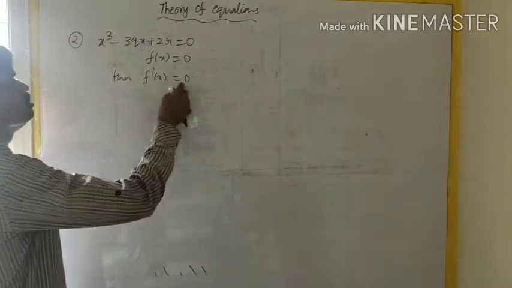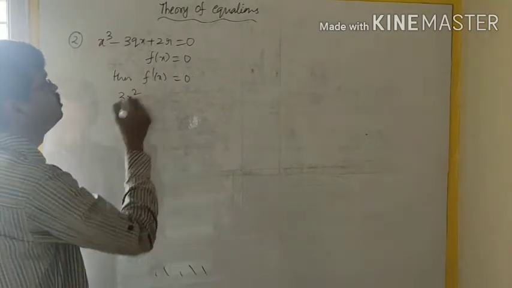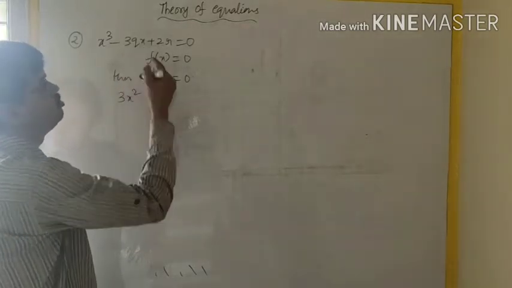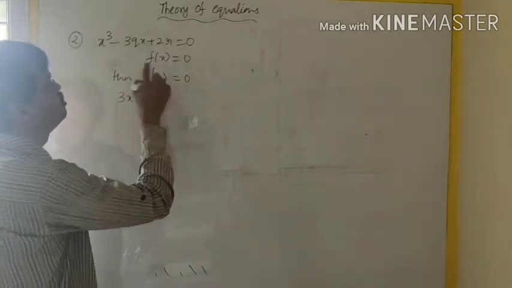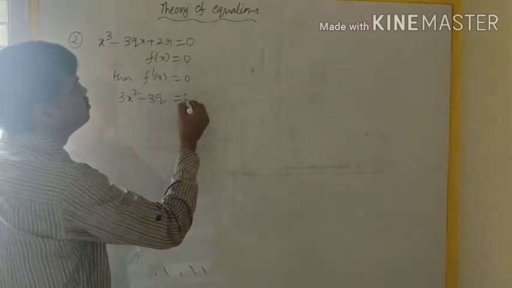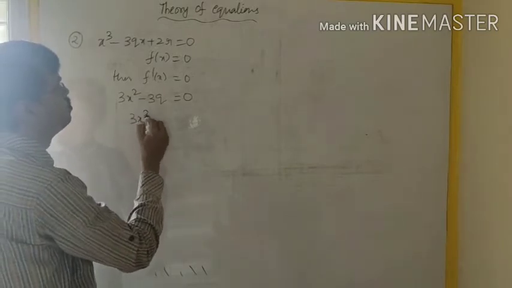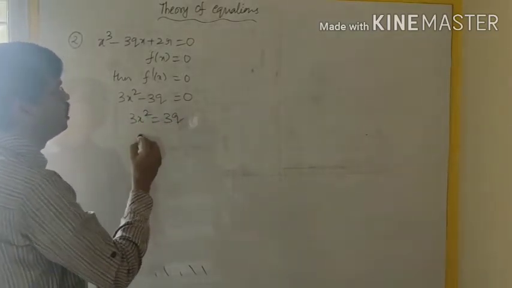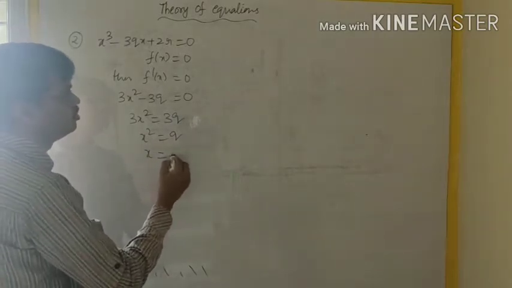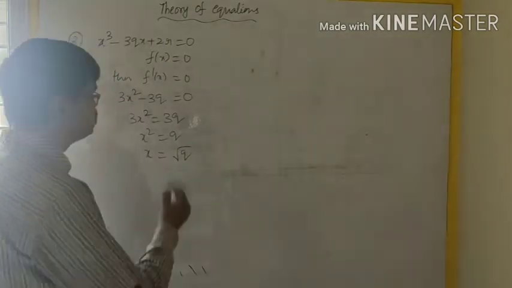So f dash of x equal to 0 means the derivative of x cube is 3x square. 3qx derivative is minus 3q here. 2r is constant, so its derivative is 0. So 3x square is equal to 3q. x square is equal to q. x is equal to square root of q, plus or minus.